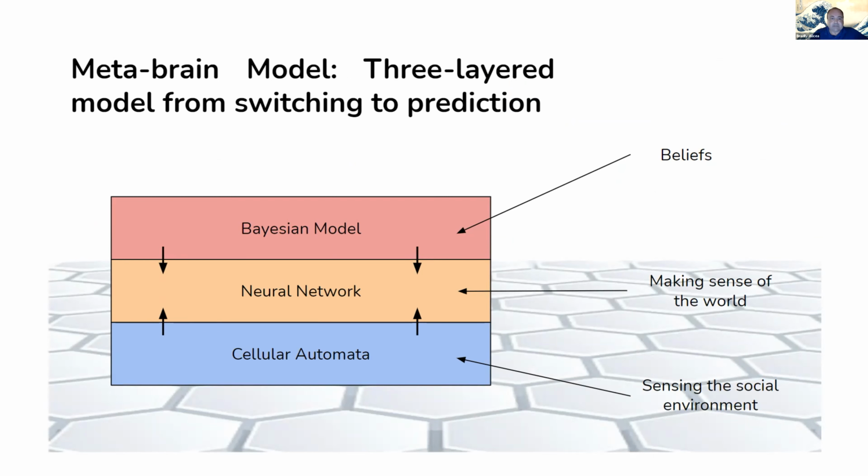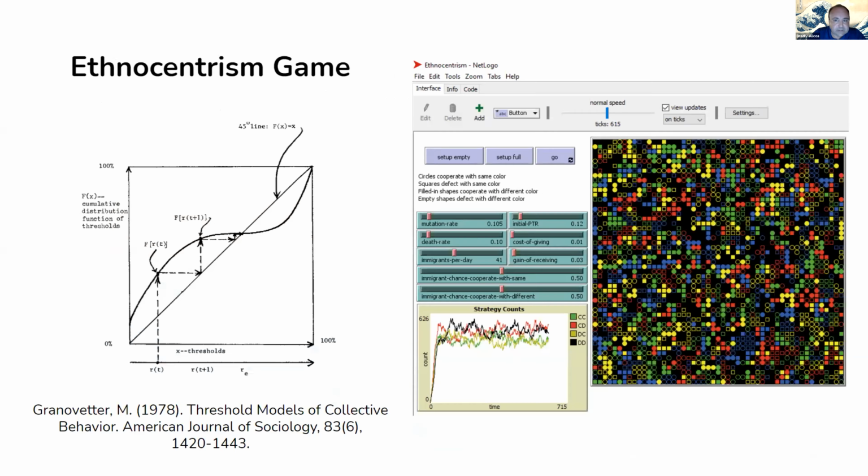So in this case, you might have a cellular automata which interfaces with the grid. And this is something that senses a social environment. Then it feeds forward to a neural network, which makes sense of the world. Then you have a Bayesian model at the top, which holds beliefs. And there's feedback between the beliefs and the neural network, and between the cellular automata and the neural network. And that produces a behavior. I don't know how useful this is, and we haven't implemented this, but this is one example of how this might work.